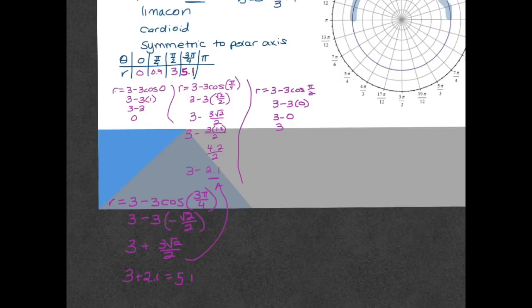And then the last one that we have written already is pi. r would equal 3 minus 3 cosine of pi. The cosine at pi is negative 1. This becomes 3 plus 3, or 6.